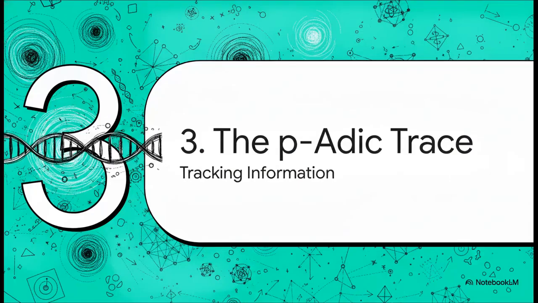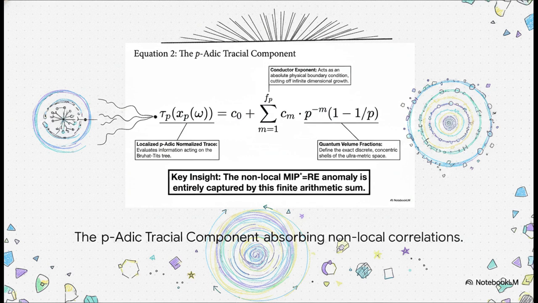Which brings us to Section 3, the p-adic trace. Now, what's really fascinating about this next piece, equation 2, the explicit p-adic tracial component, is how we mathematically capture those non-local entanglement anomalies. On one side of the equation, we have the localized p-adic normalized trace evaluating information. On the other, the sum evaluates the discrete concentric shells of ultrametric space. The missing information hasn't magically vanished. It just leaked out of the continuous real numbers and condensed entirely here, into the non-Archimedean sectors.